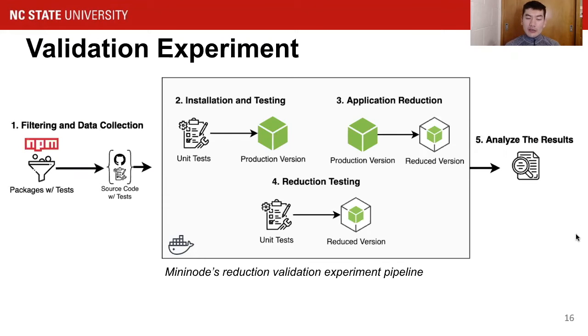On this slide, you can see the MININODE reduction validation experiment pipeline. To be sure that MININODE is not breaking any intended functionality while reducing the code base, we decided to validate it using an experiment. In this validation experiment, there are 5 main steps: filtering and data collection, installation and testing, application reduction, reduction testing, and then the analysis part. We will discuss each of those in more detail over the next couple of slides.